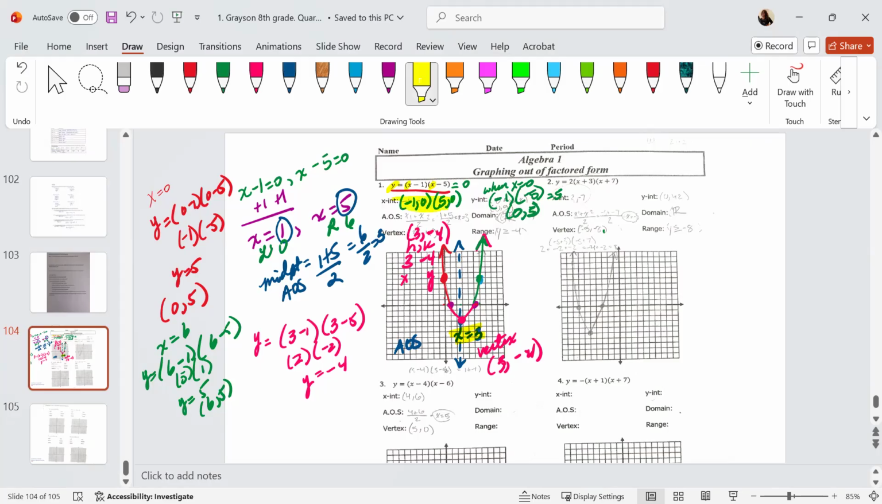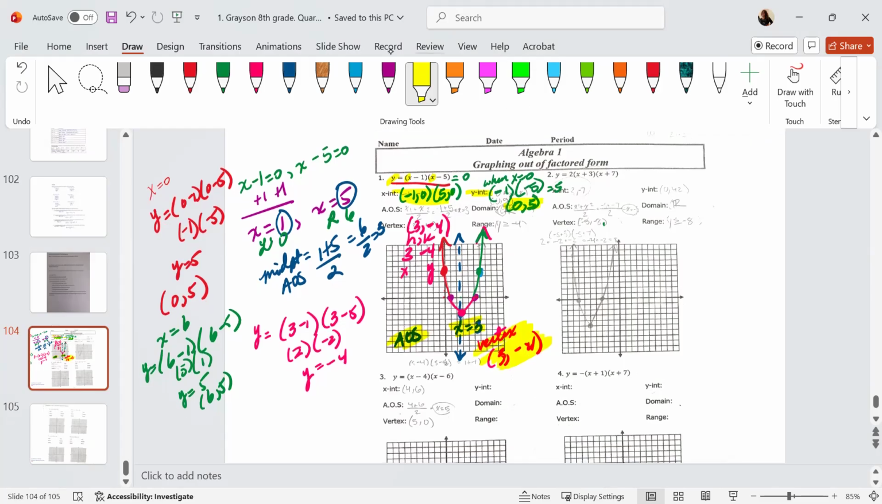So x-intercept right here in yellow, y-intercept right here in yellow, axis of symmetry right here in yellow, vertex right here in yellow, and then the range and the domain. Your domain is negative infinity to positive infinity, correct? Range, how far does it go? It goes down all the way to y equals -4, right? So y is greater than or equal to -4, or -4 to positive infinity. So you see all the parts that are highlighted in yellow right here? Yes. These are all the pieces that you need for your answer.